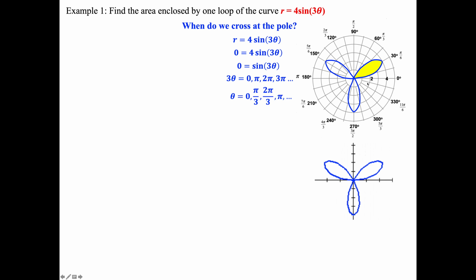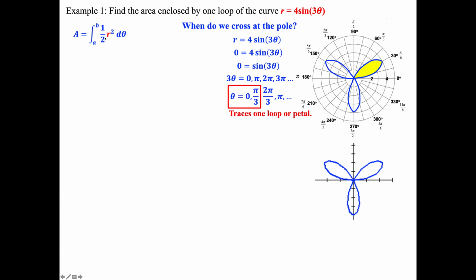And so we're looking for just one petal. So from 0 to pi over 3, that's when we create our first petal. Pi over 3 to 2 pi over 3 would be down here. 2 pi over 3 to pi would be right there. All right. So there's my lower bound, there's my upper bound.